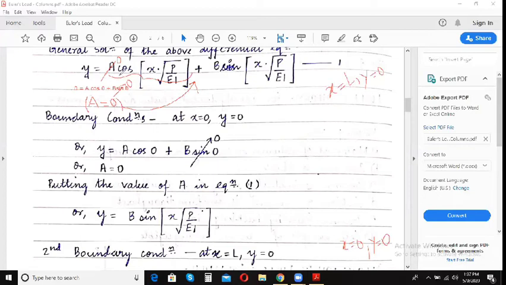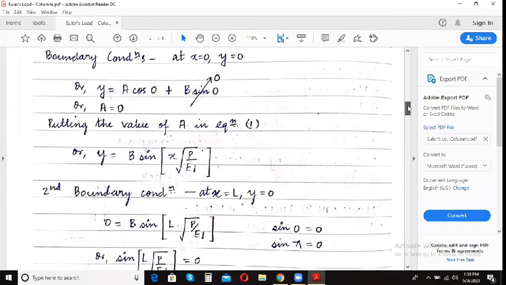So since a is 0, the entire term becomes 0, and we have y is equal to b sine x root over of P by EI. Very, very simple. Now, the next thing we have to do is implement the second boundary condition. What was the second boundary condition?